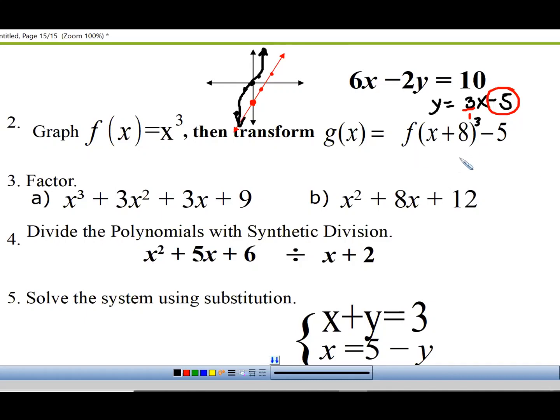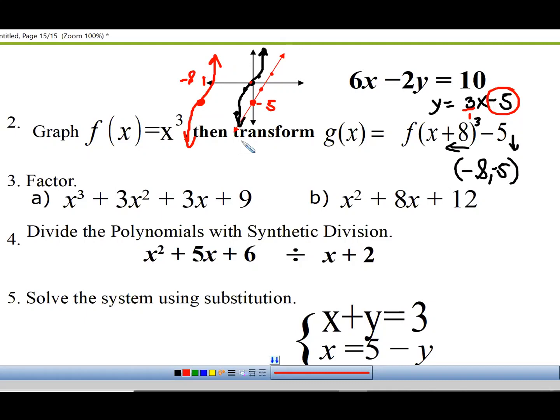What is this asking us to do? 8 to the left and 5 down. 8 to the left, 5 down. That is correct. Or my vertex would be -8, -5. So if I go to -8, -5, -8 is over here. -5 is this one. So then my new, instead of being 0, 0, we move it over here. So the entire cubic function moves to the left and down.